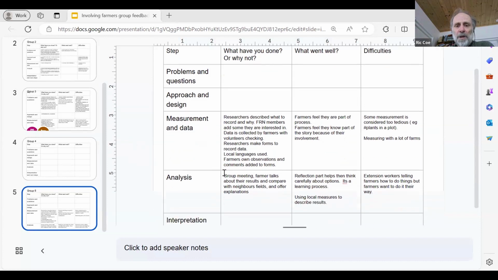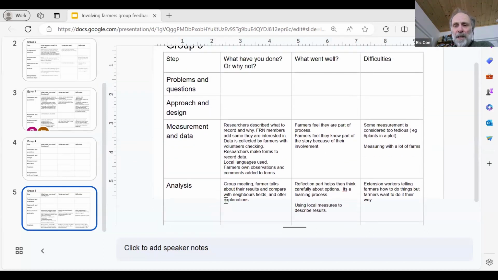So we focused on these two steps of measurement and analysis, and projects that described ways in which farmers are involved in measurement. I thought it was interesting that it was researcher-led, but with farmer additions. Researchers described what they thought needed recording and why, and hoped that this would be convincing to farmers. Farmers then did two things. They added some additional things that they were interested in themselves, but they also said some of this data is just too tedious to collect. We're not going to do that.